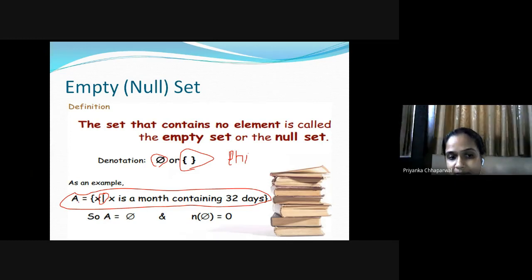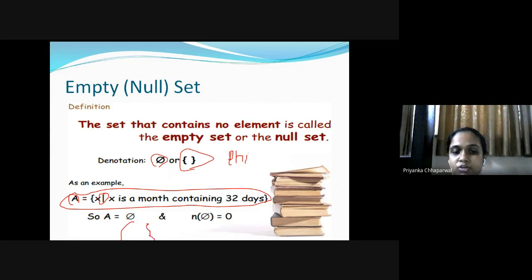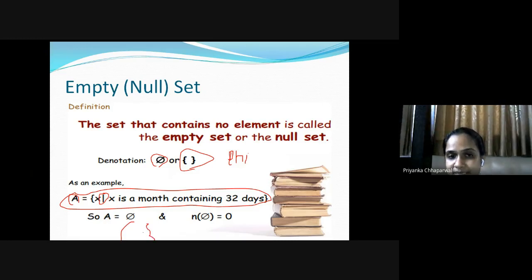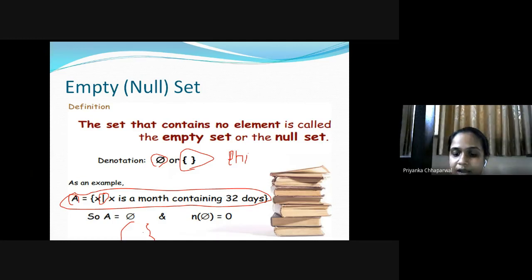So how many elements came in set X? The set has no element. No element, so it is known as the empty set. Then it is the example of the empty set.